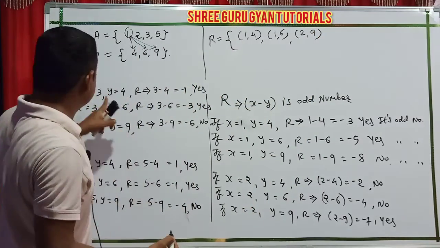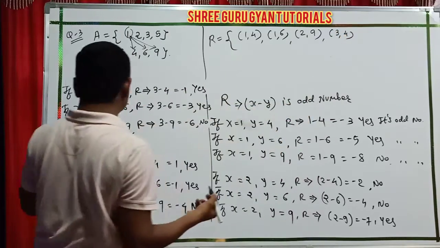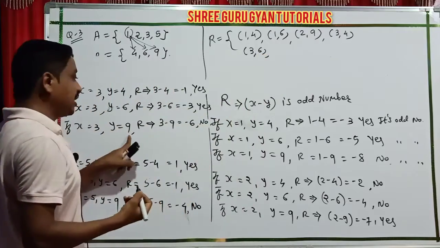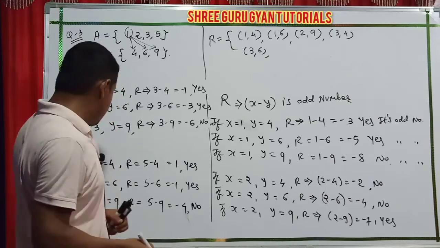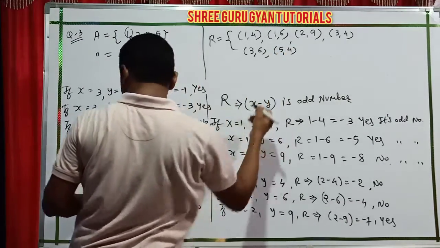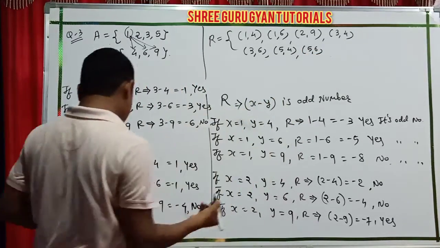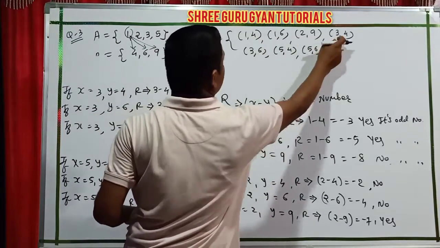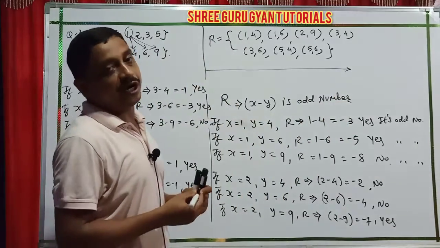Now moving on, students. 3 4, yes, odd number. Continue. 3 6, yes, minus 3, it is an odd number. Now 3 9, minus 6, it is an even number. That's why I have written no here. Now 5 and 4, yes, it is an odd number. After that 5 6, yes, it is an odd number. And lastly 5 9, it is minus 4. It is not an odd number. So 1, 2, 3, 4, 5, 6, 7. These are all our roster form pairs, ready students.